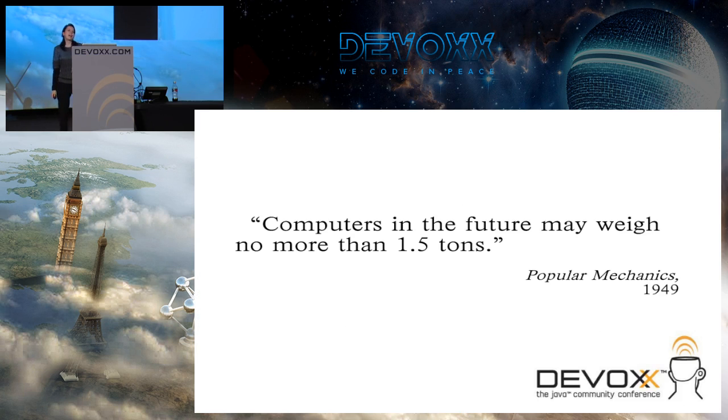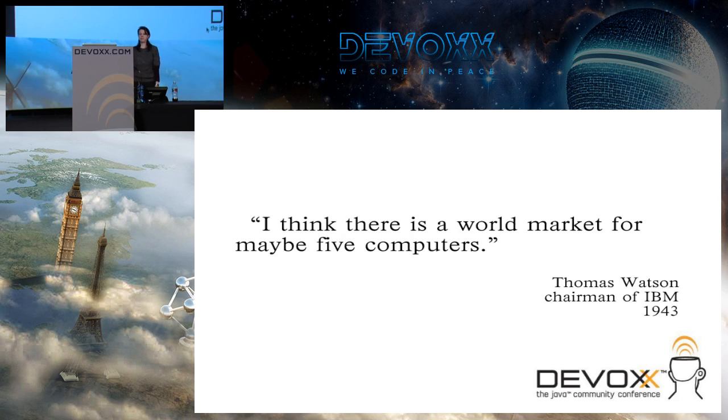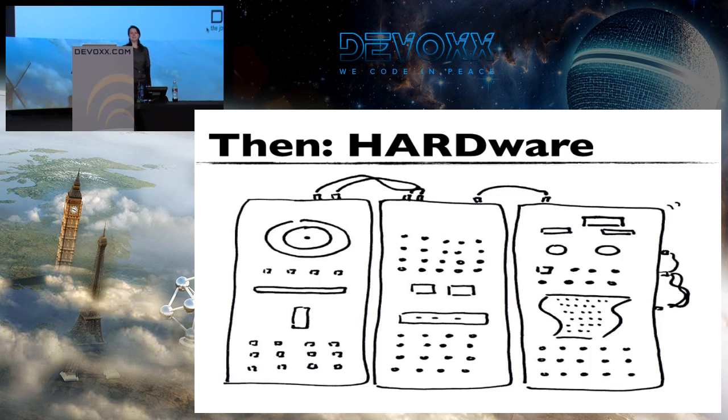I'm going to start with a bit of context, a bit of background. Why is this interesting? I'm going to go way back to 1949. It's easy to laugh at these sort of things, but in 1949, Popular Mechanics said, computers in the future may weigh no more than 1.5 tons. Thomas Watson, the chair of IBM, so obviously I have to put it in, said, I think there's a world market for maybe 5 computers. So again, it's easy to laugh, but actually that prediction was true for 5 or 10 years.